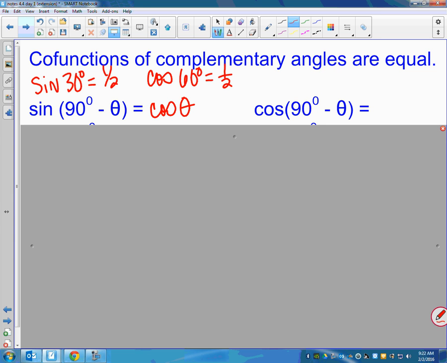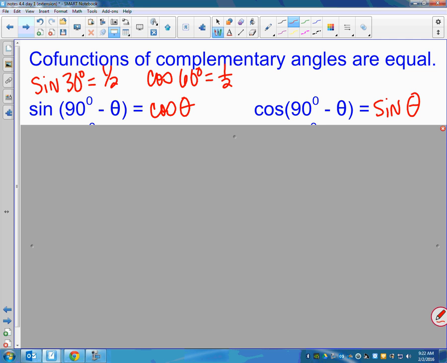And the same thing is true if you switch it around. The cosine of 90 degrees minus theta will always equal the sine of whatever angle you can think of, which works out really well. We could do it for 30 and 60 and 45 because we know those values. If you have a calculator, you could also do it for any angle, like an angle that's terrible, like 50 degrees.